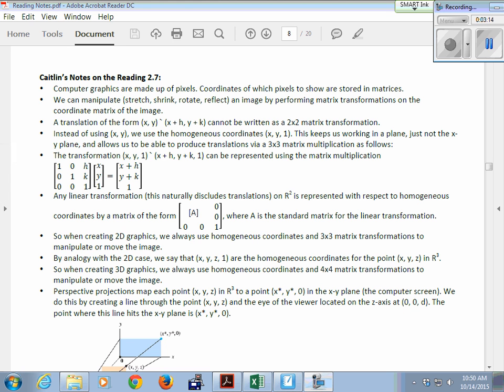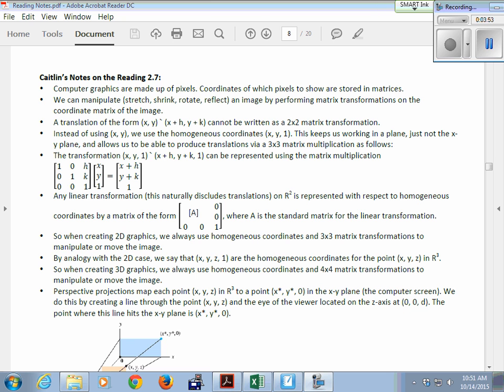Okay, so we're talking about computer graphics today. Before we start the demo, I'm just going to summarize the section. Computer graphics are made up of pixels, and coordinates of which pixels to show are stored in matrices. You can manipulate an image, stretch, shrink, rotate, reflect it by performing matrix transformations on the coordinate matrix of the image. So you've got your whole image stored in a matrix, what pixels are supposed to light up, and then you can move those pixels around by matrix multiplication.